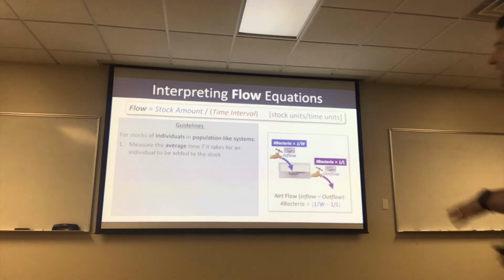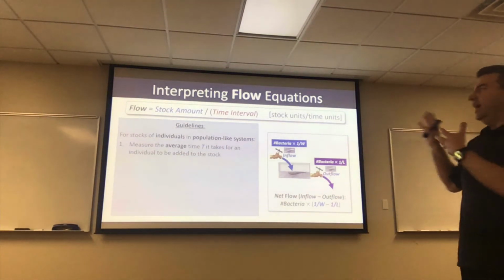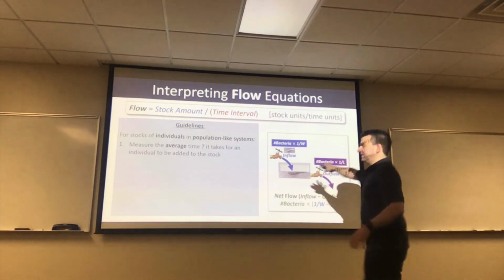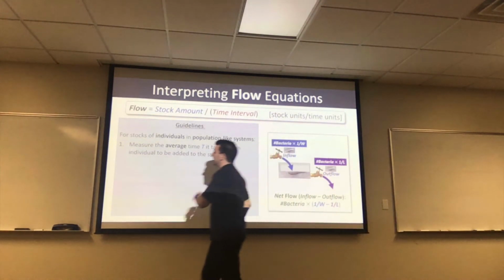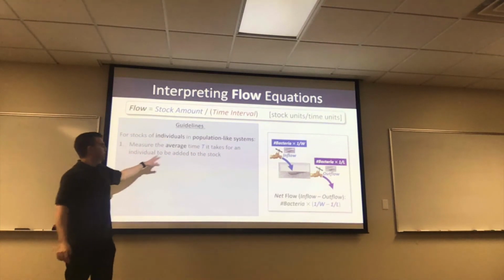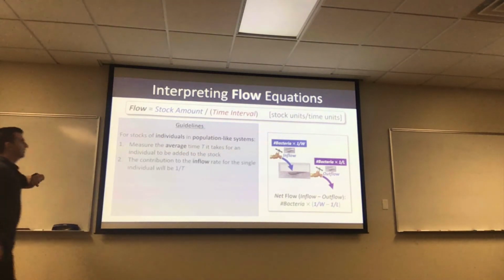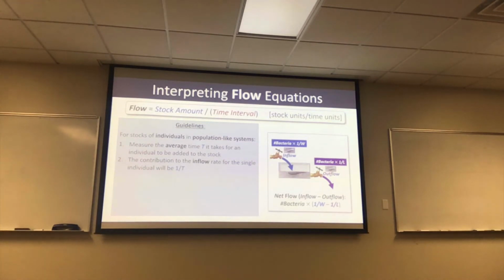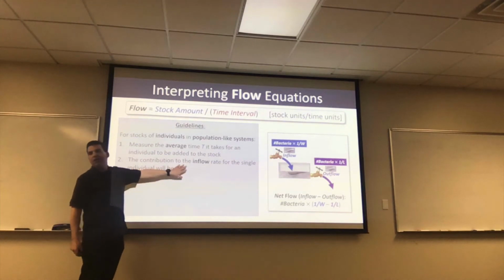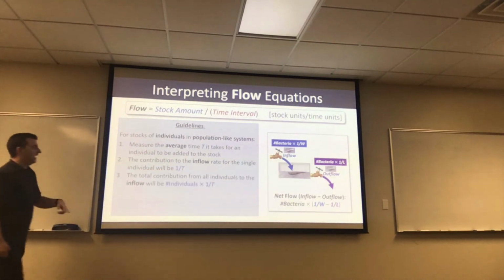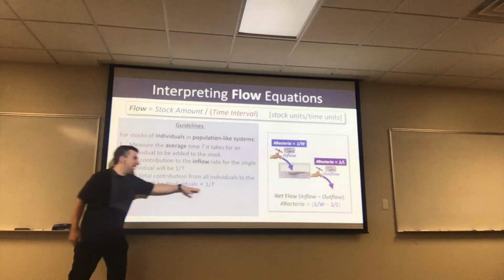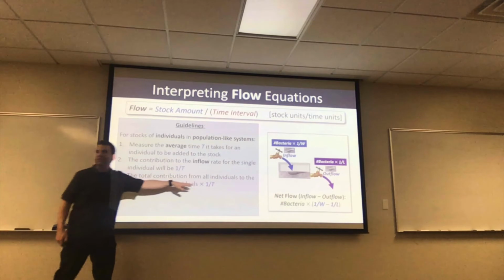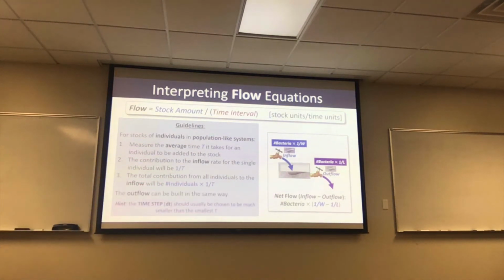So that's something, the guidelines. If I give you a population system, the way you're going to build these stock and flow models, at least initially for the small population component of the system, is you ask, how long does each individual live? An average of T time units. Then each individual contributes 1/T inflow per individual. I take the number of individuals times the per individual contribution, and this is my inflow into the population. And that works for any population system.